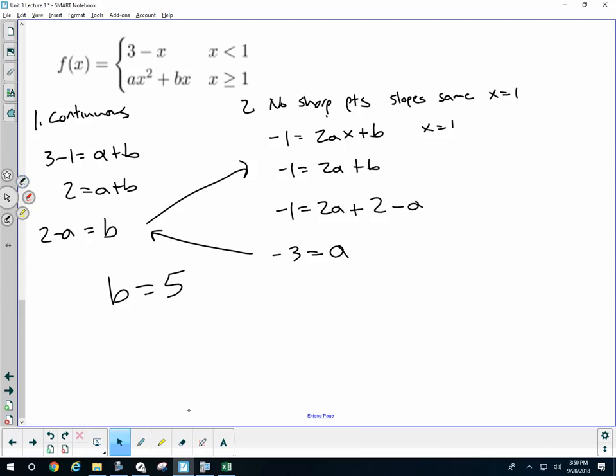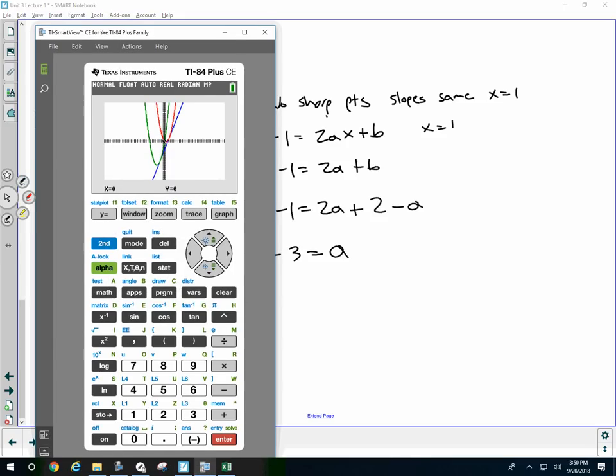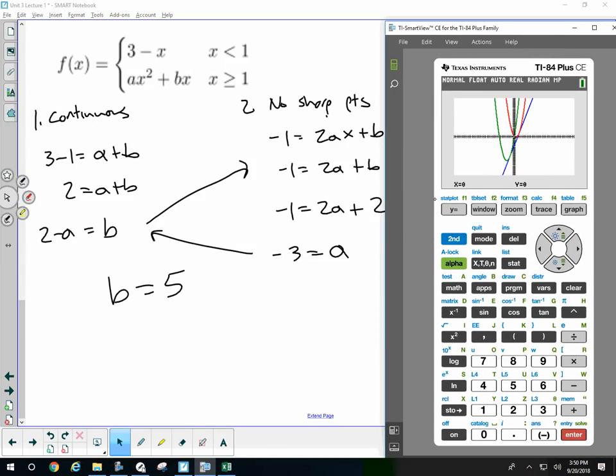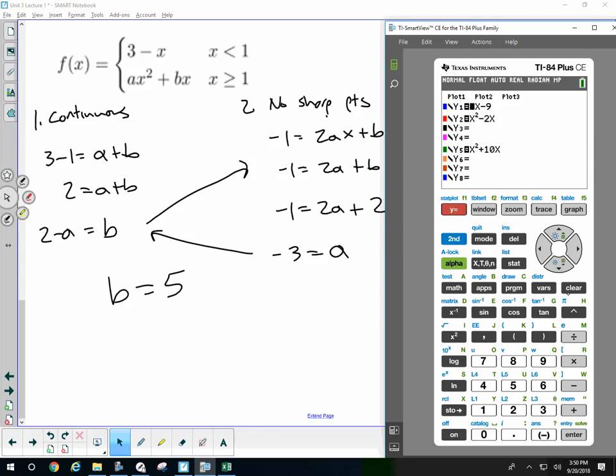You can see it if I graph. I don't know how to graph piecewise functions on a calculator. I know there's some way to do it. I don't really care, honestly. But at least we can see right at -1 the smooth connection where they will meet up and they will have the same slopes.